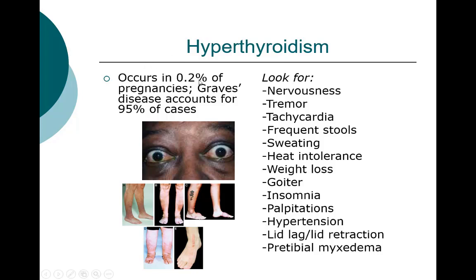Hyperthyroidism occurs in 0.2% of pregnancies. Graves' disease accounts for 95% of cases. This is an autoimmune disease. The features of hyperthyroidism, as we know, are increased nervousness, tremor, tachycardia, frequent stools, sweating, heat intolerance, weight loss, goiter, insomnia, palpitation, hypertension, lid lag and lid retraction, with pretibial edema or myxedema.